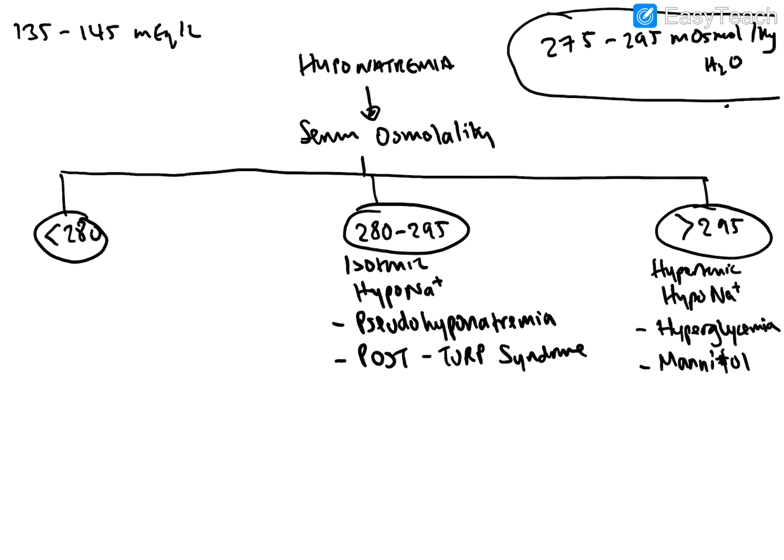Okay, now let's move on to the slightly more complicated one, but we will try to make it as easy as possible. So if the serum osmolality is less than 280, this would be termed hypotonic hyponatremia. Okay, hypotonic hyponatremia. Now, once we have this, our next step is to evaluate the urine sodium. Okay, we want to measure the urine sodium. So if a patient has hypotonic hyponatremia, we want to measure the urine sodium.